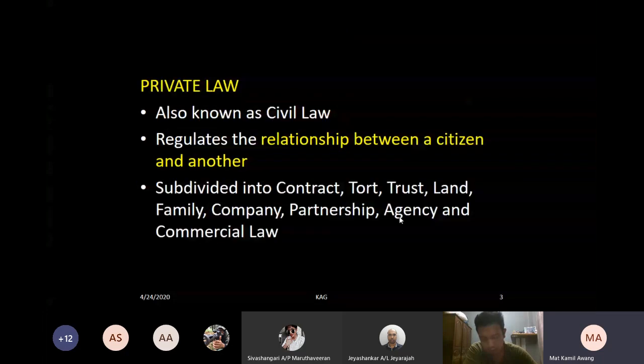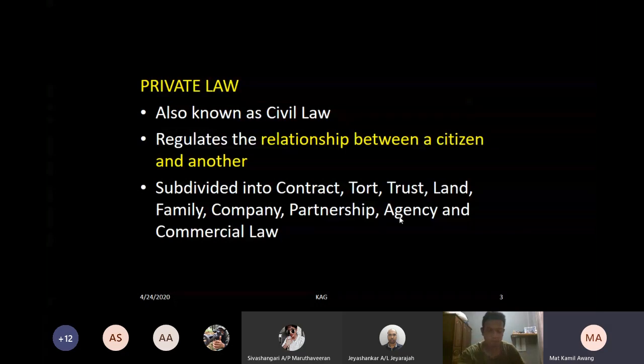Another law is the private law. This is also known as civil law. This is to regulate the relationship between citizen with another citizen. Public law is with citizen and the state, with the pemerintah. Ini adalah antara citizen with citizen. So this law, for example, contract law. Contract law is basically the law to govern how a contract is administered between one person to another person or one company to another company.